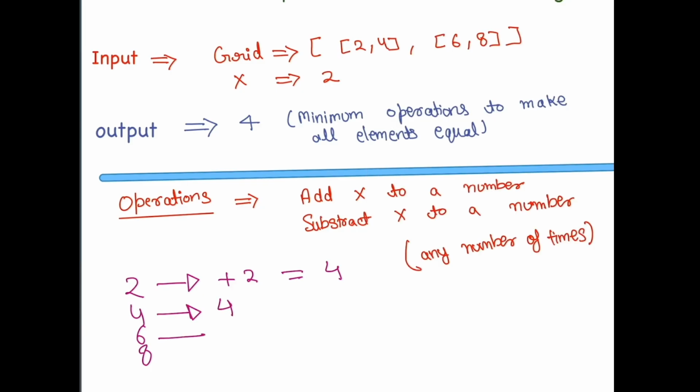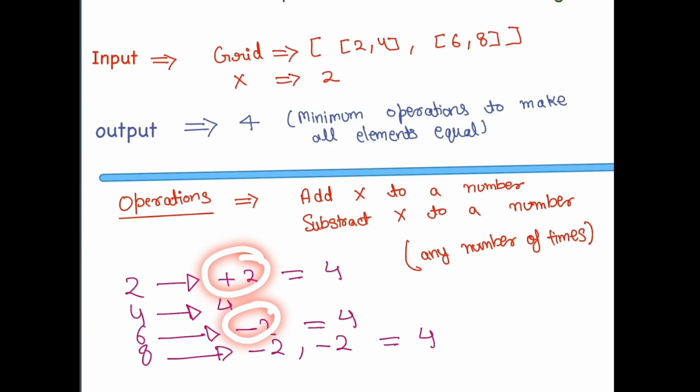Now to make 6 equal to 4, you will have to subtract 2 from it, so it will be equal to 4. And to make 8 equal to 4, you will have to subtract 2 and subtract 2, two times, to make sure that it is equal to 4. Now if you count the number of operations which you did, it's 1, 2, 3, 4, and the output is 4, right? So this is the logic. This is how they are processing the input, and after processing they are giving an output.